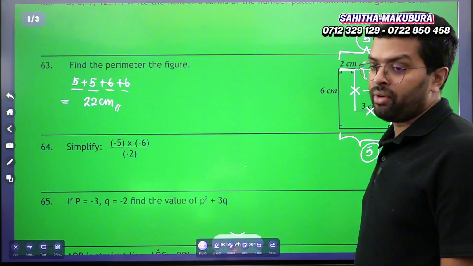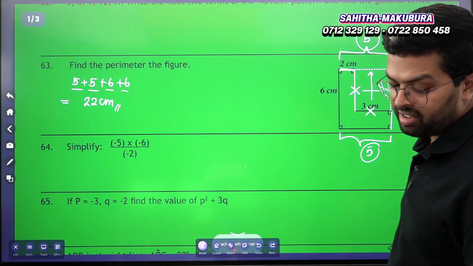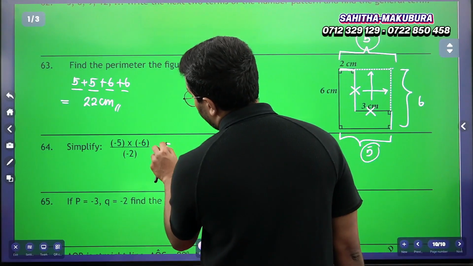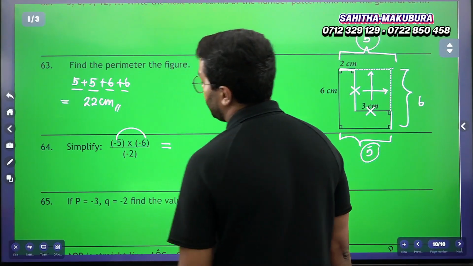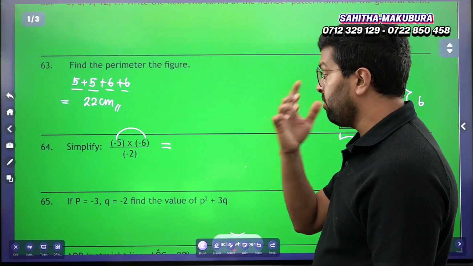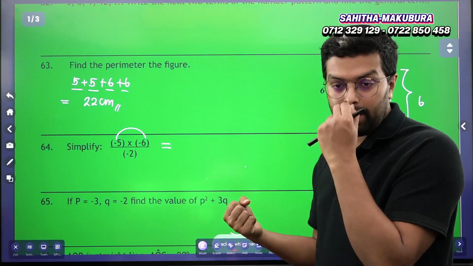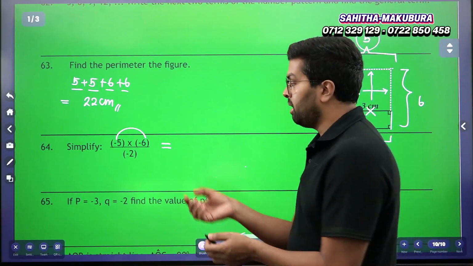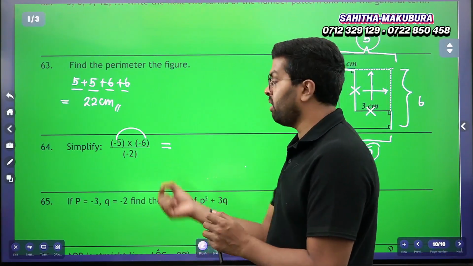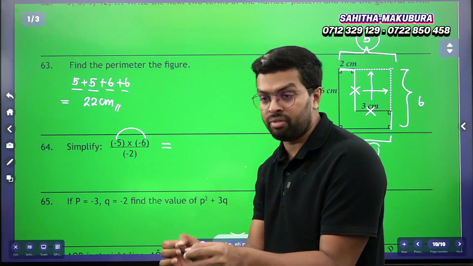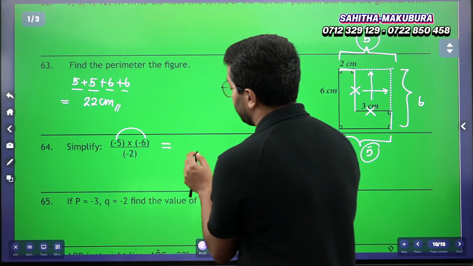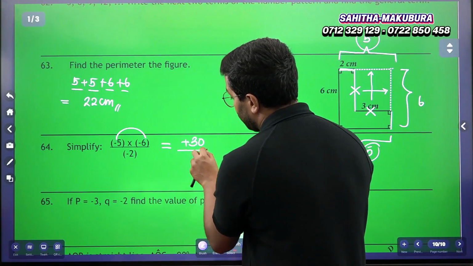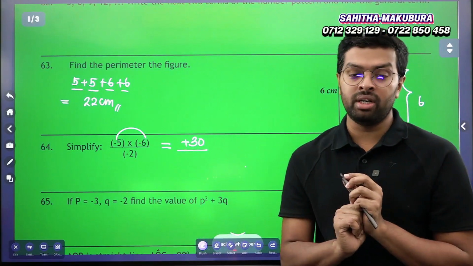Question 64, simplify. Negative 5 into negative 6. A negative number multiplying with a negative number, you will be getting a positive number. So 5 times 6 is 30. Negative 5 into negative 6 equals positive 30.